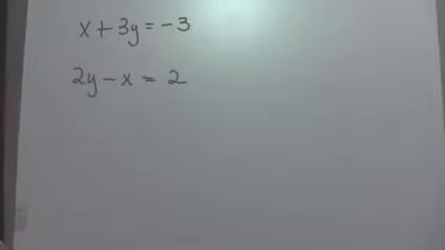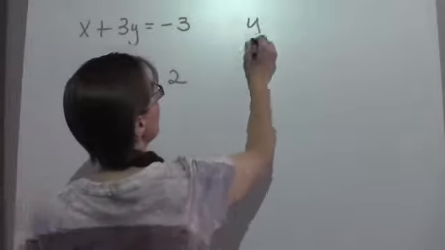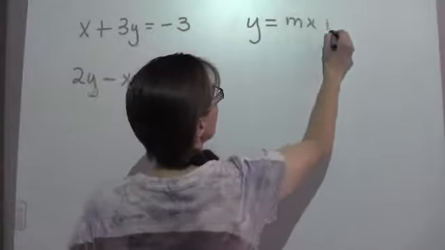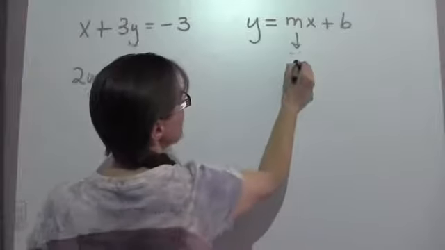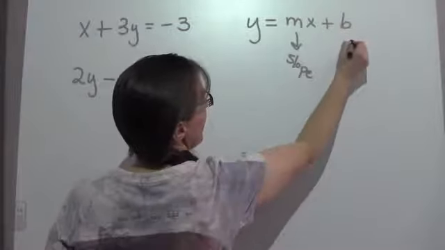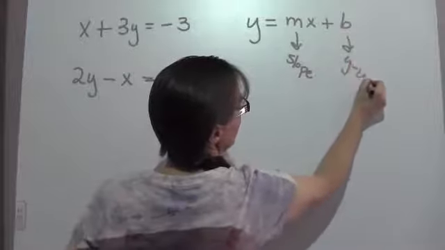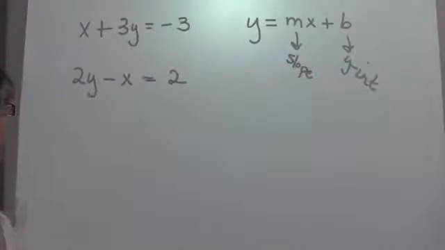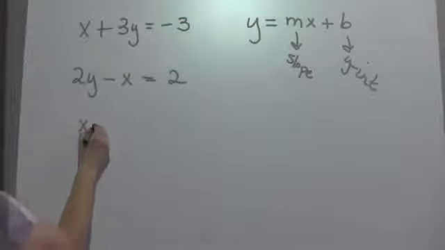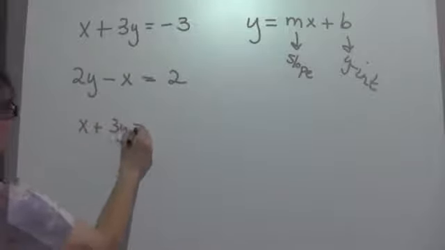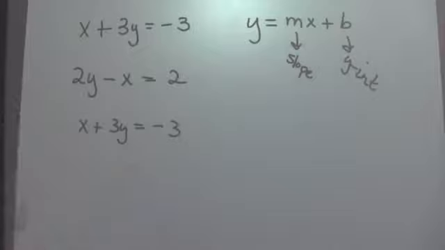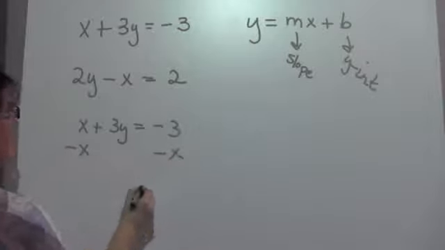Remember, we're getting it in slope-intercept form. That's y equals mx plus b, m being your slope and b being your y-intercept. Okay, so let's go ahead and look at the first one. x plus 3y equals -3. I know that I need the y's by themselves. That means I have to get rid of the x. It's a positive x, so to create a zero pair, I would need to subtract x from both sides.